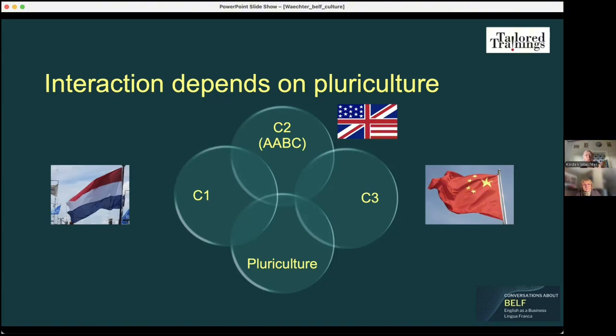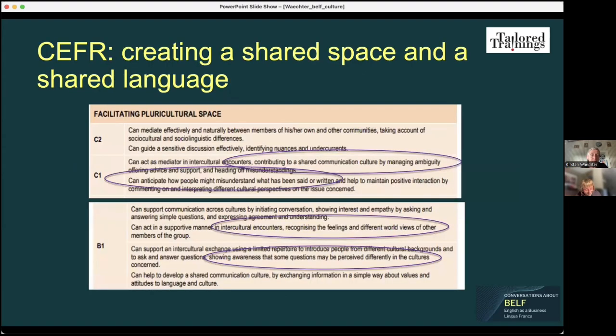And pluriculture is a term that's quite recently been coined by the CEFR. And you go like, do we need another one? But pluriculture actually describes the ability to move between different cultures and to create with people from other cultures a common culture. So it's not just multicultural or intercultural. And this is actually what makes it quite special and what really helps to understand why this is so important in the BELF context of business.